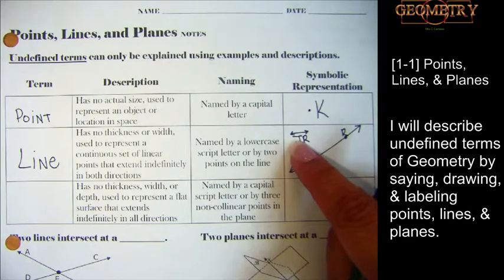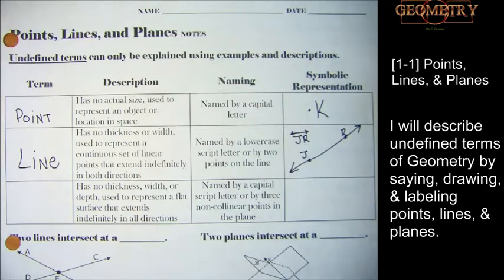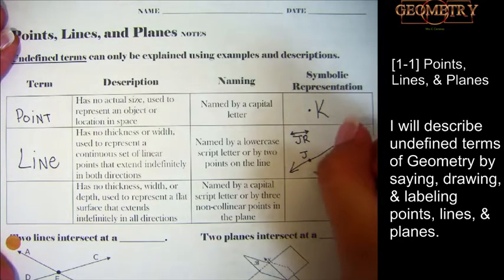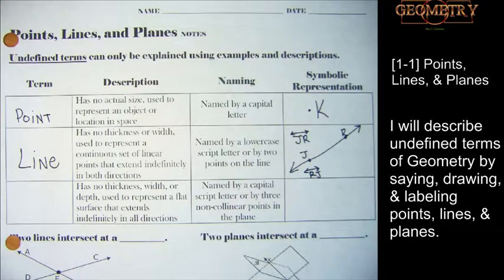Okay? All right. Order doesn't matter with the letters. So you could name it line JR, but you could also name it line RJ. And everyone is happy.